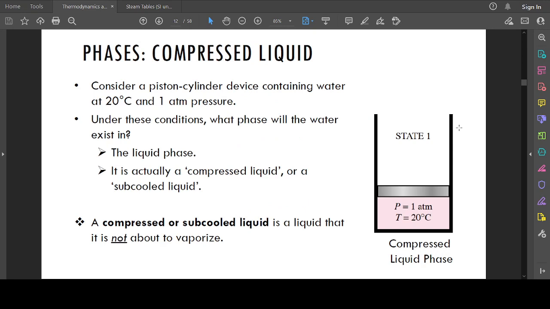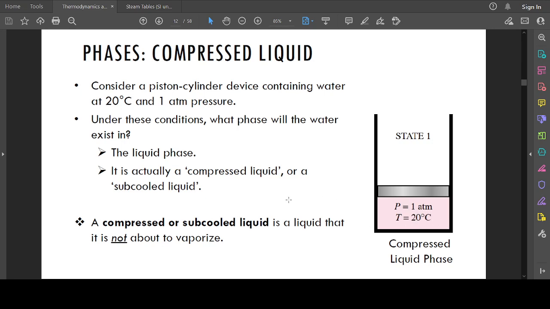So let's take, for example, a compressed liquid at a pressure of 1 atm and a temperature of 20 degrees Celsius. Under these conditions, the content of this tank here, a cylindrical tank with a piston, the gray bar here is the piston, the water exists as a liquid. And a compressed liquid is a liquid that is not about to vaporize.